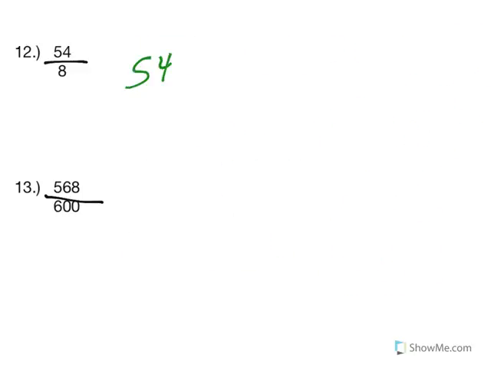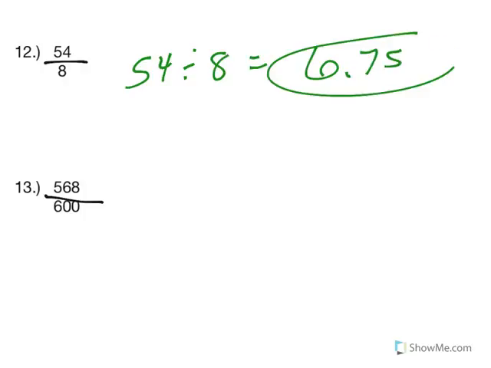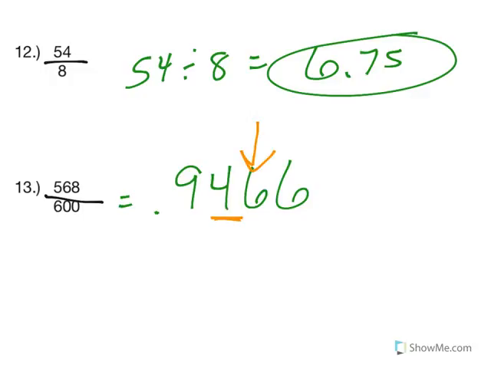Number 12, 54 divided by 8, and that gives us 6.75. In 13, this will give you 0.9466, but again we want to round. So nearest hundredth, one place past the 6, 6 rounds up, so this will give us 0.95.